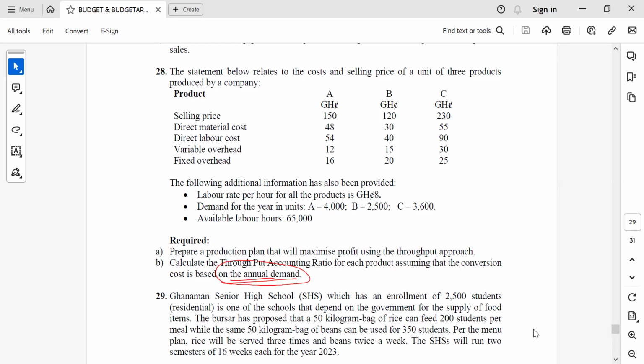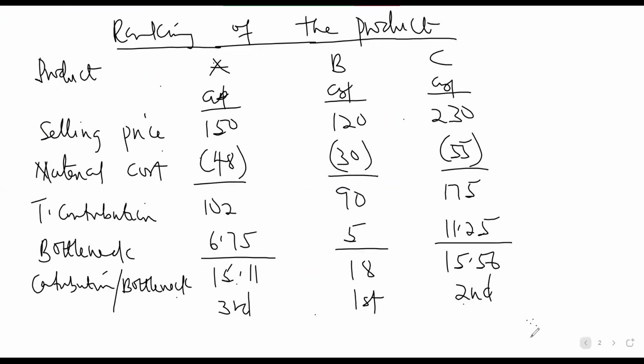Okay. What do we need to calculate now? You can see that we have already calculated the throughput contribution per the bottleneck. So we have these ones already. So we just need what? What do we need to calculate? The factory. We need to calculate the factory cost per the bottleneck, isn't it? All right. So let's go and do that.